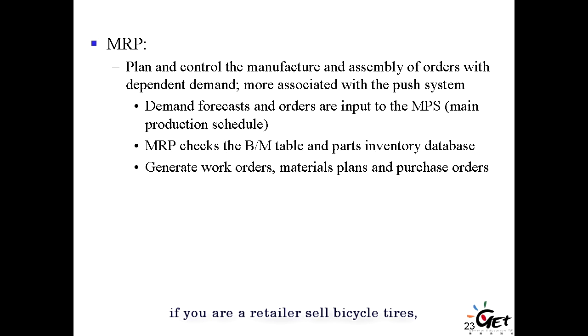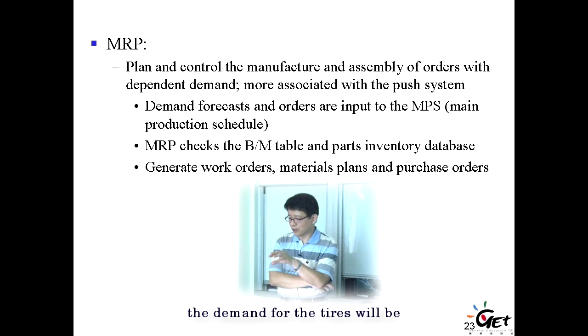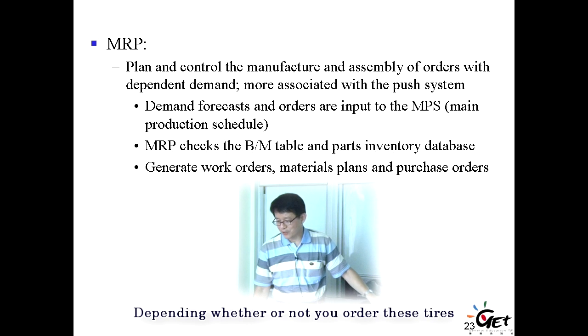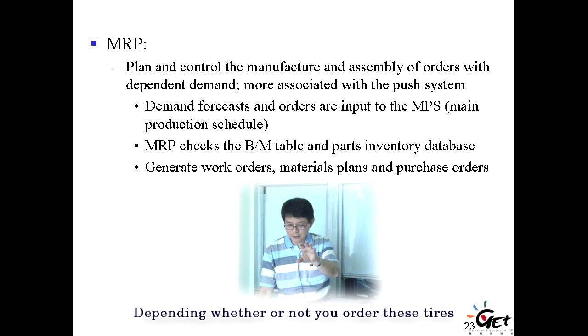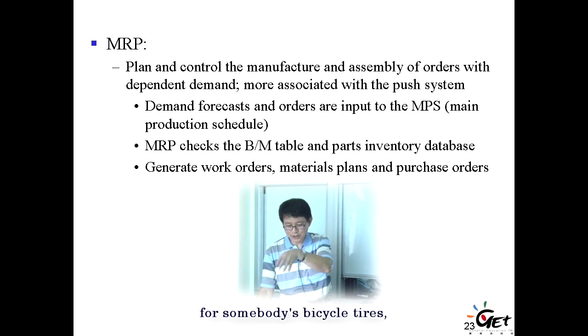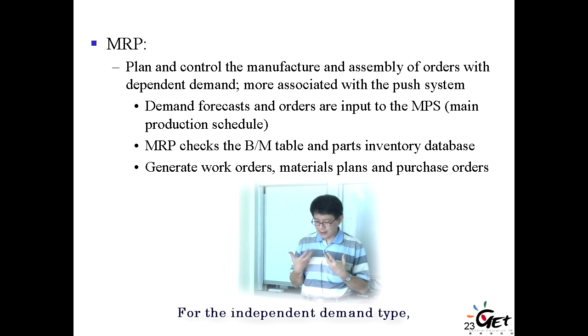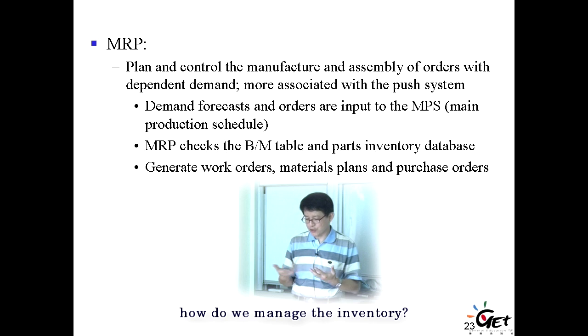However, if you are a retailer selling bicycle tires, then you place an order to the tire suppliers, right? Then in your store, this demand for the tires will be independent demand. So it depends, okay? It depends on whether you order these tires to assemble bicycles, or you order these tires to sell to customers directly. For the independent demand type, how do we manage the inventory?